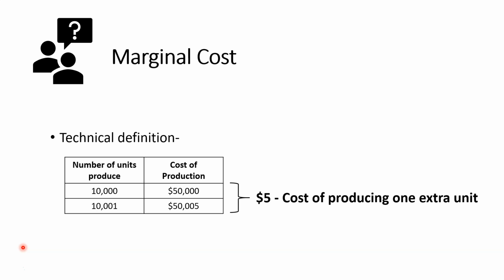This definition of marginal cost is technical in nature, plus it doesn't give us more clarity. So in order to understand what marginal cost and costing really is, we need to understand its different terminologies. Once we understand those different terminologies, we'll be able to understand what is marginal cost and what are marginal costing techniques. So the first terminology which we need to understand is variable cost.